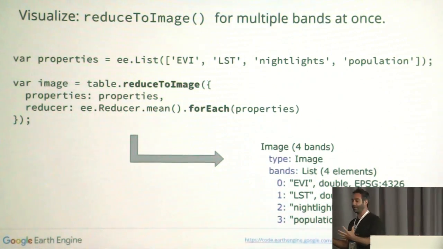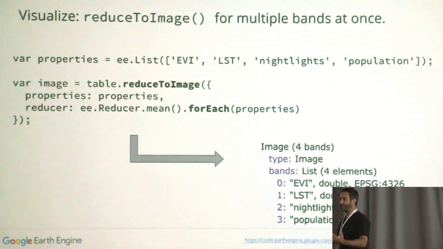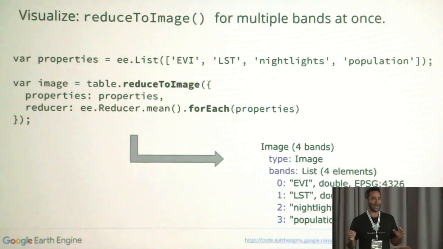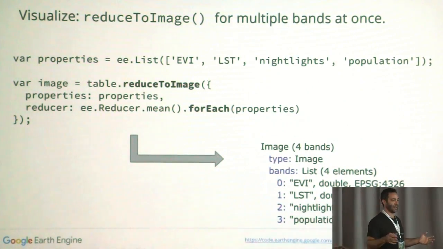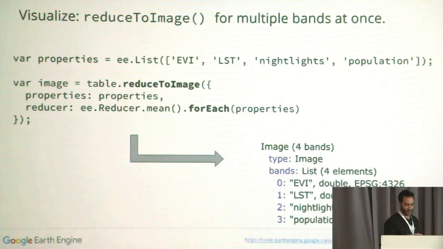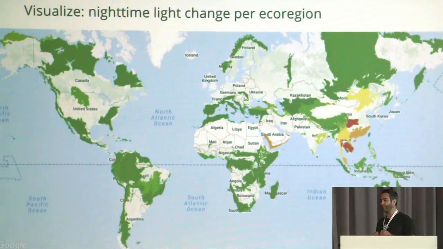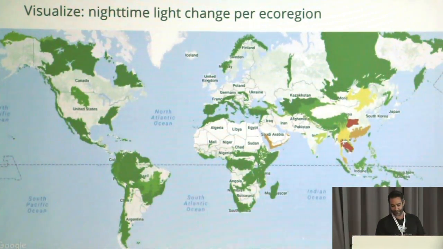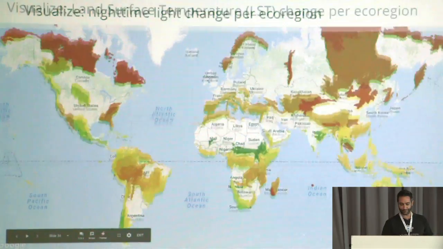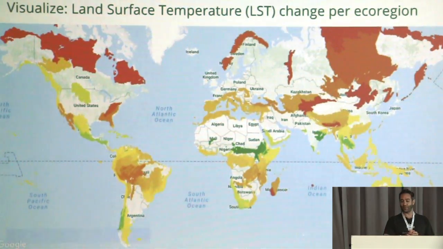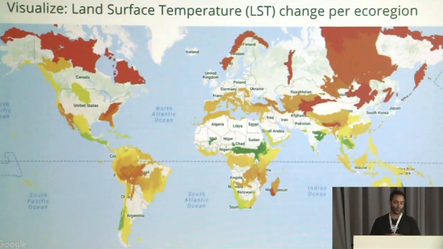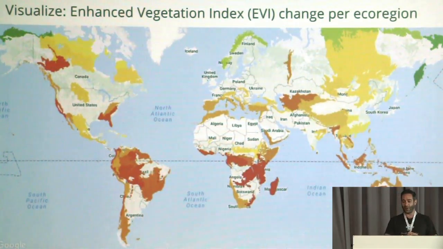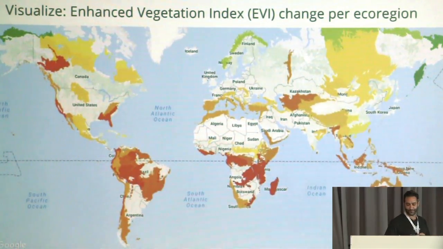So unlike paint, where you only get one band at a time, if you do reduce to image with a repeated reducer, you can have multiple bands. So now we have a single image with multiple bands, and we can display it. For example, here's nighttime light change per ecoregion. So developing countries, lots of increase in nighttime lights. Here is land surface temperature change per ecoregion. So northern places getting hotter. EVI change per ecoregion, and lots of other places having vegetation decrease.